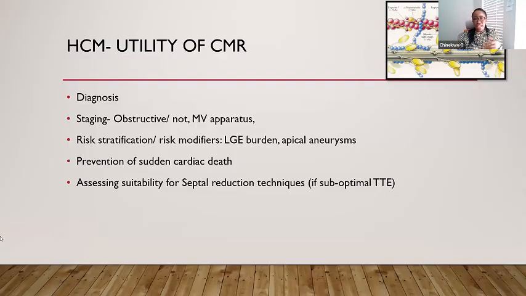Another way to look at it is that the data is also quite secure on hypertrophic cardiomyopathy, and there's a very exciting new signal from dilated cardiomyopathy as well. So our index of suspicion just has to be greatly enhanced so that we can pick up these patients.